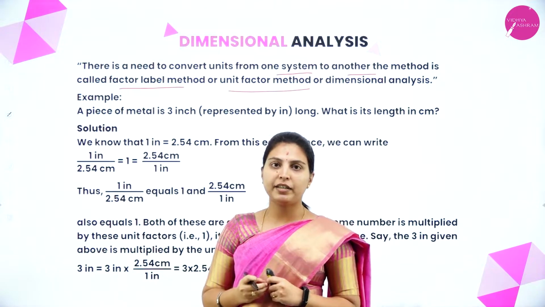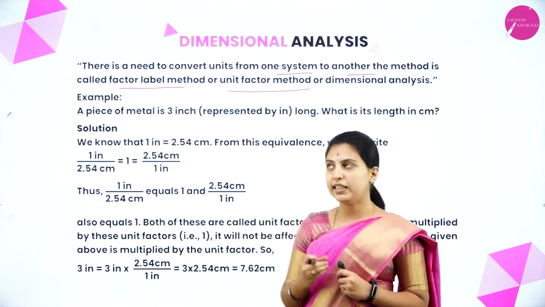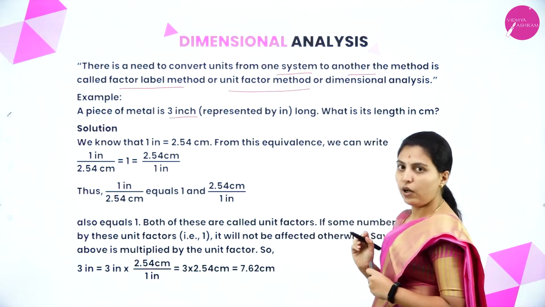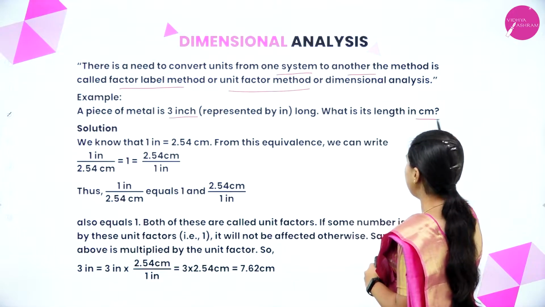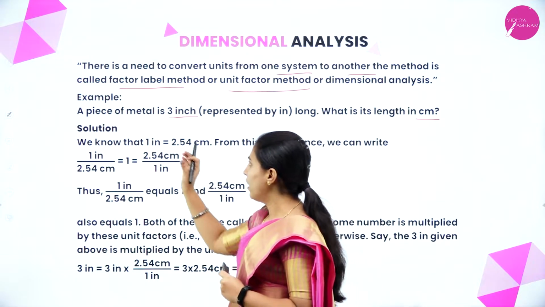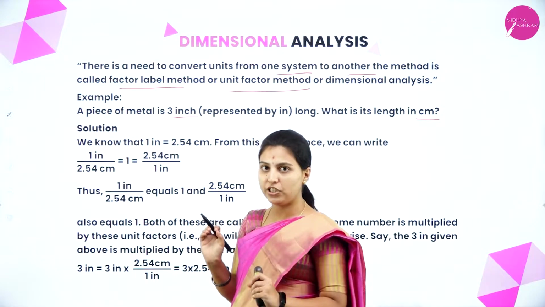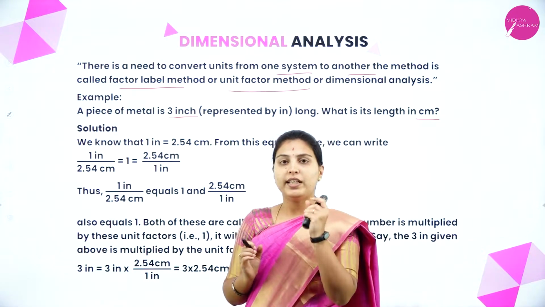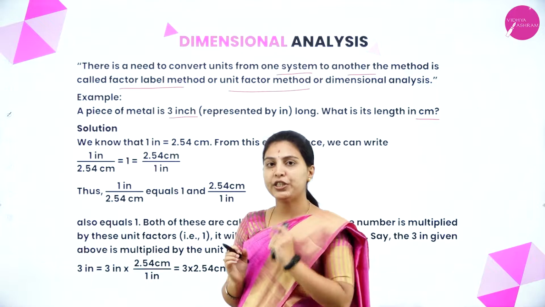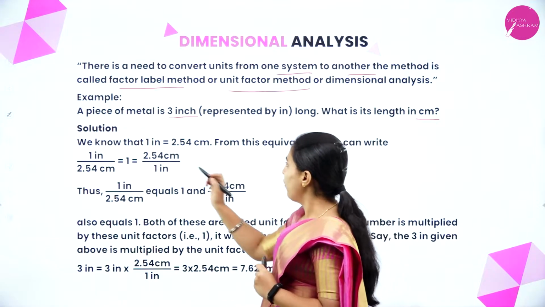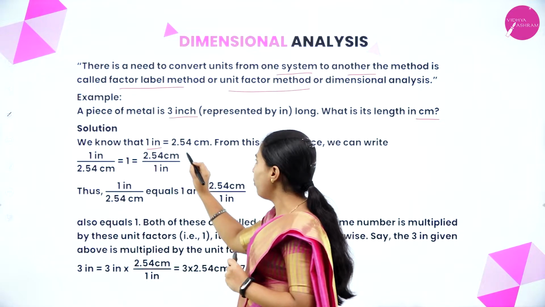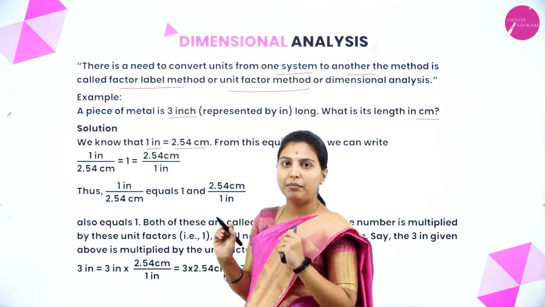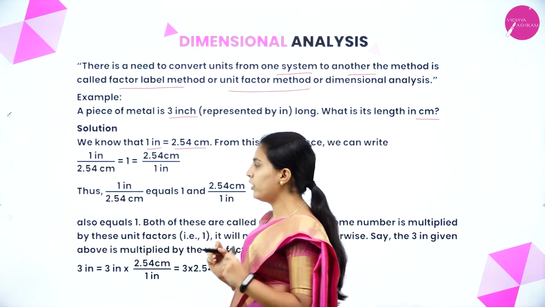If we only state it, you will not be able to understand, so we'll see an example. A piece of metal is 3 inches long. What is its length in centimeters? Here they have given a piece of metal of 3 inches, and you have to convert it to centimeters. So first you have to know the relationship: 1 inch is equivalent to how many centimeters. For that we should know that 1 inch is equivalent to 2.54 centimeters. This is the conversion relationship.